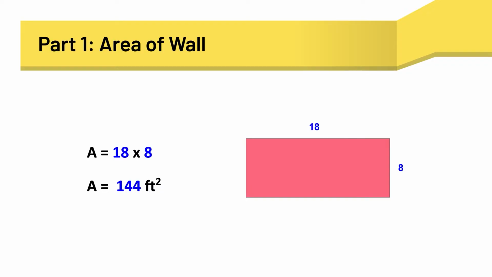We check our measurements. Again, this wall is 18 feet long by 8 feet wide. Multiplying 18 by 8, Isaiah finds the area of the wall is 144 square feet. But the other part of the question was, how many drywall panels does he need?